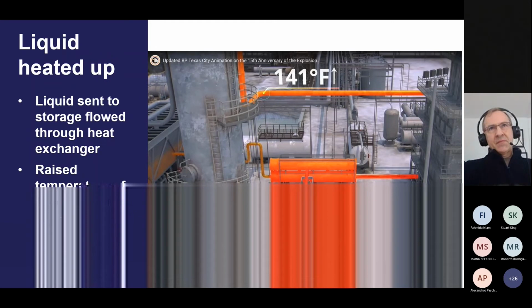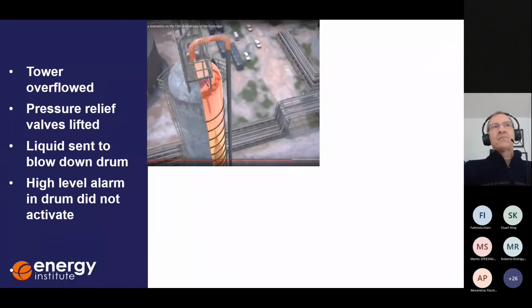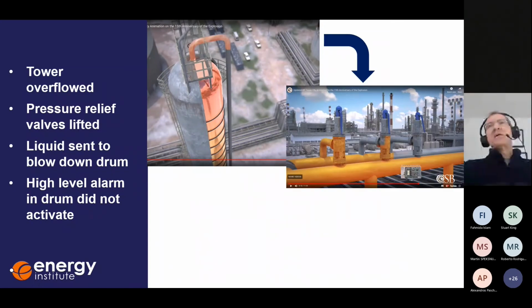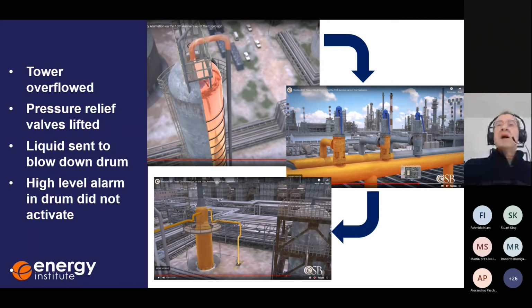And ultimately, the liquid rose to the top and overflowed through the top pipe, ran down the pipe you can see in grey to the bottom and base of the tower, where some pressure relief valves lifted as intended, as designed. The liquid went through the pressure relief valves to a large blowdown drum.